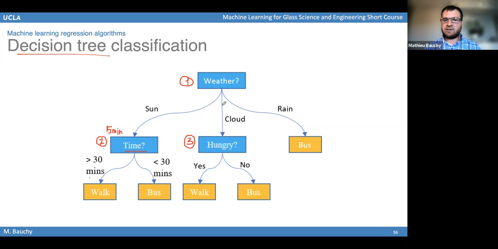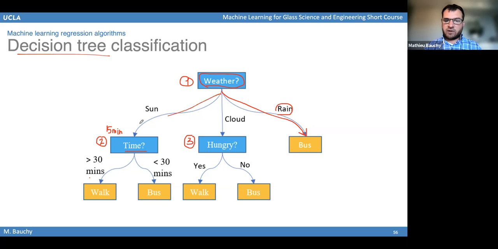So for example, let's assume that you want to have this model that will tell you, should I take the bus or should I walk? Maybe the most influential feature that's really going to dictate whether you want to walk or take the bus is going to be the weather. If it's raining, then you will take the bus. So that's going to be, in that case, a very strong choice. Like if it's raining, you know that it doesn't matter how much time you have, it doesn't matter if you're hungry or not, you will take the bus. So that's going to be the most important variable.